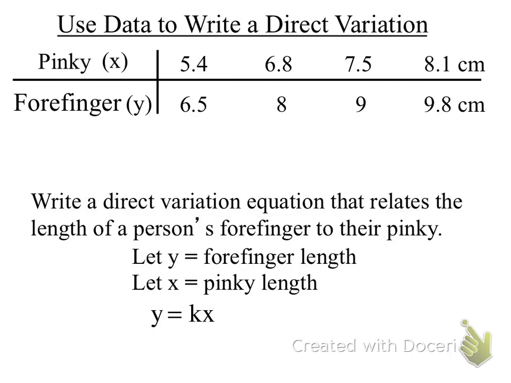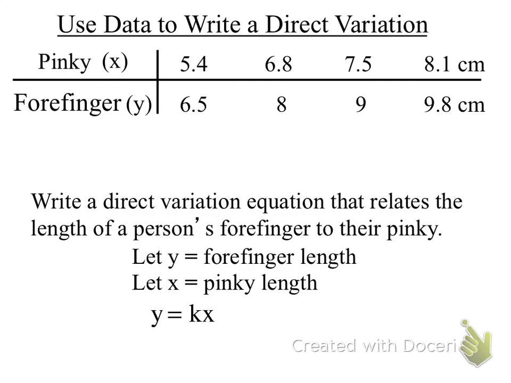K. The number you multiply the pinky by to always get the length of your forefinger. It's the same number from me to you. It's what makes our fingers proportionally bigger. Okay? So to find the K, what would I do?